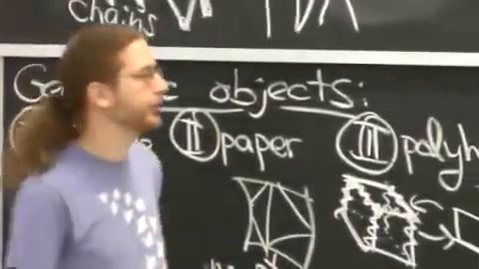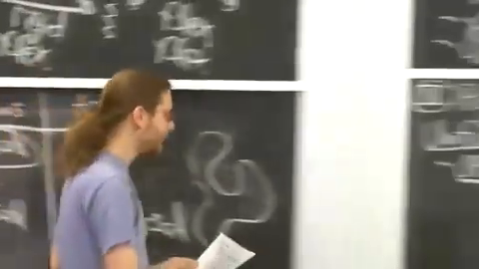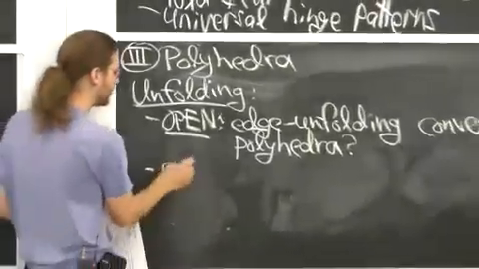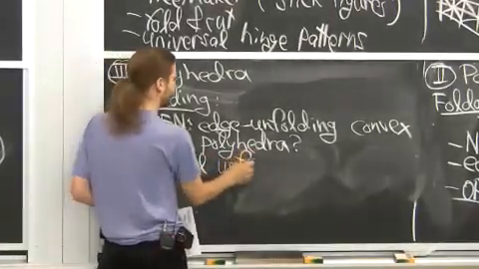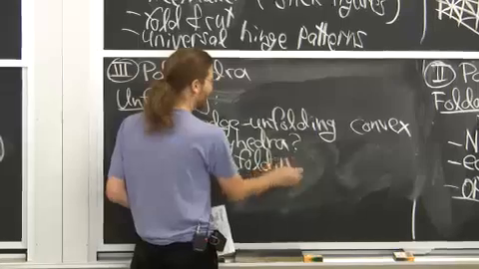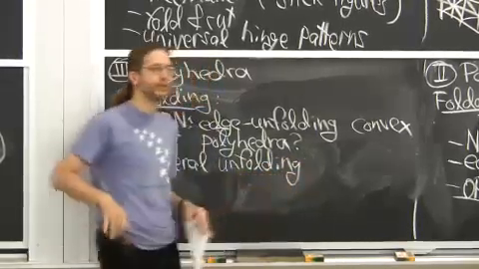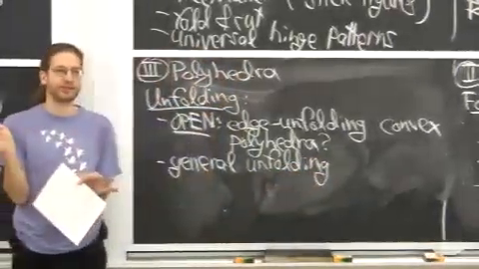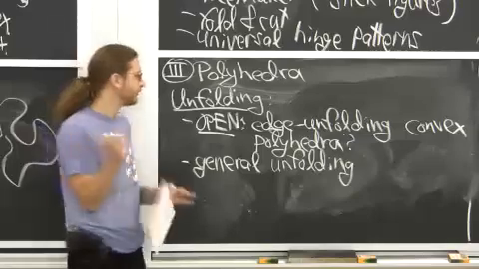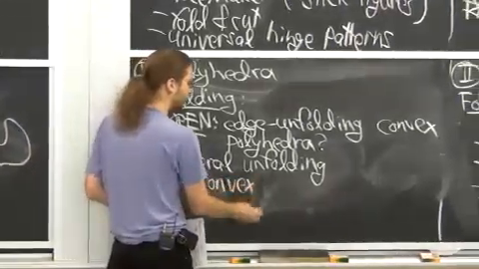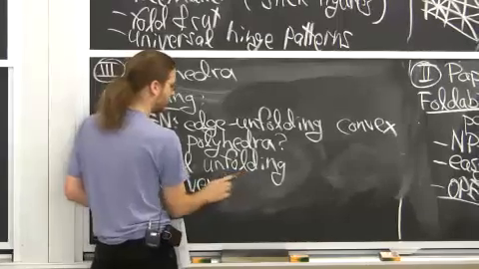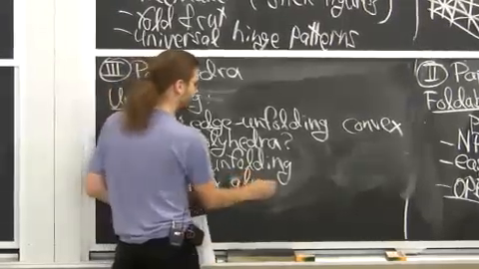Yeah. So, good. That's edge unfolding. But there's another kind of unfolding called general unfolding. This seems a lot more interesting to me. Edges are sort of artificial. What if you let me cut anywhere on the surface, not just at the edges? Well, then it turns out, for convex polyhedra, you can do it. Always possible.